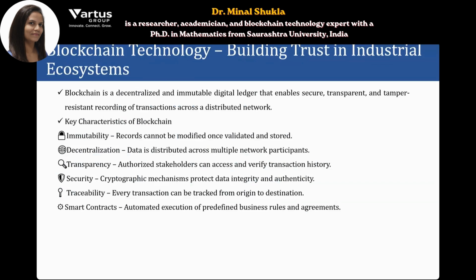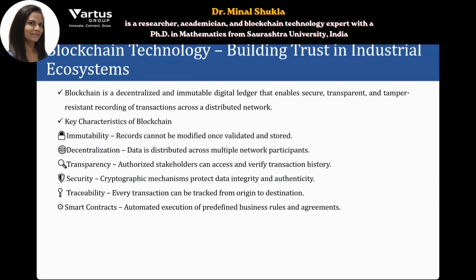Number one, it is immutability: records cannot be modified once validated and stored. Second is decentralization. Now, when we come to the blockchain, there are many types of blockchain: public blockchain and private blockchain. Those having a public blockchain have 100% transparency. When we deal with a private blockchain, it is roughly a 70-30 ratio in terms of transparency. But the people who want to deploy everything in the industrial ecosystem are working on and evolving the public blockchain.